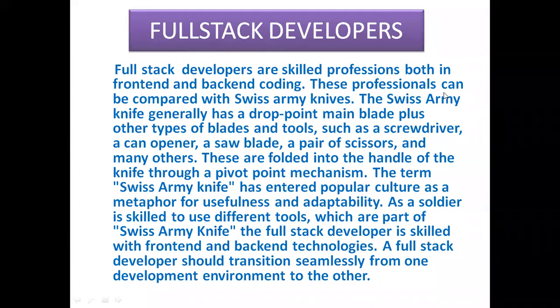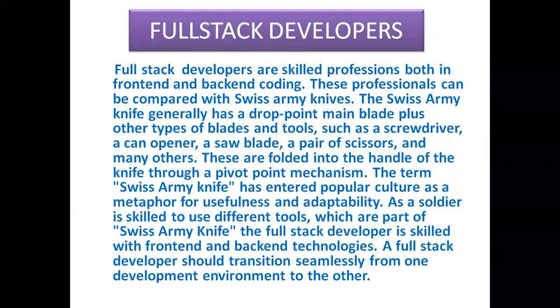These professionals can be compared with Swiss Army knives. There's a knife called a Swiss Army knife that can do multiple things. Mostly soldiers use it. That means multiple things can be done by that particular knife. The Swiss Army knife generally has a drawing point, main blade, plus other types of blades and tools, such as a screwdriver, a can opener, a saw blade, a pair of scissors, and many others. That means if you take that knife, it has multiple features in it. A soldier can use that particular knife for different purposes.